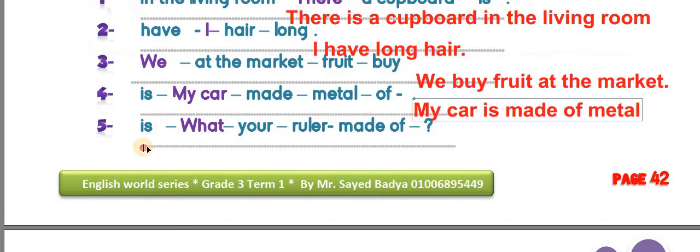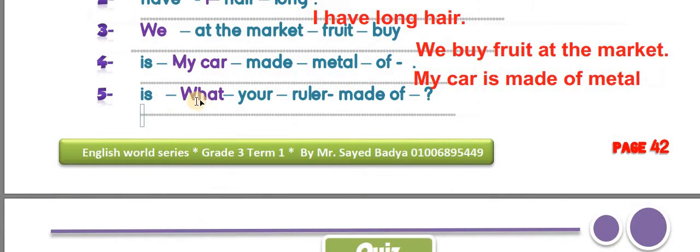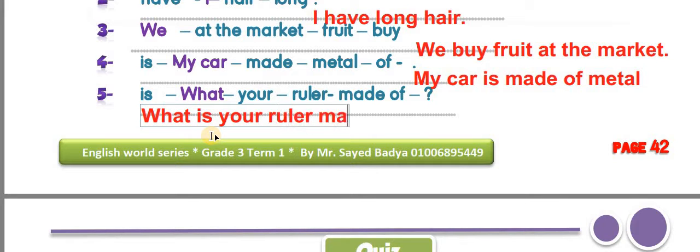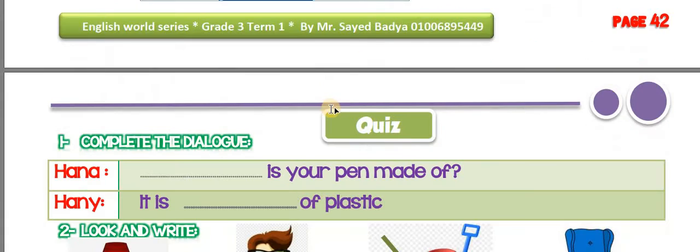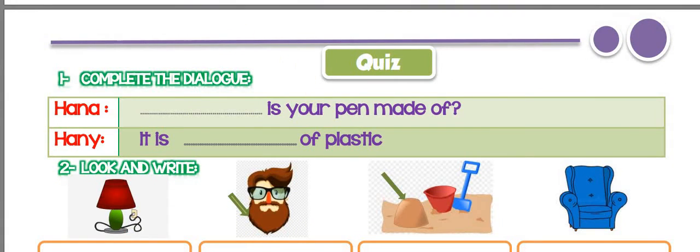What is your ruler made of؟ مسطرتك مصنوعة من ايه؟ What is your ruler made of؟ مصنوع من. What is your ruler made of؟ تعالى نحل التست ده مع بعض. يلا.